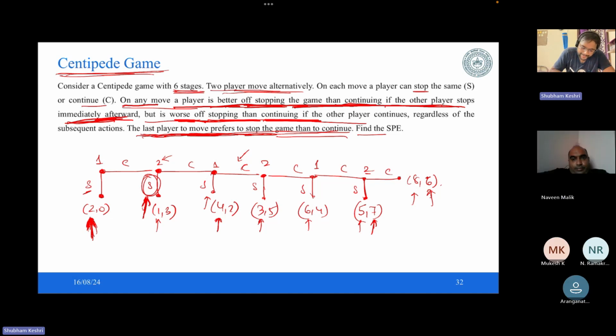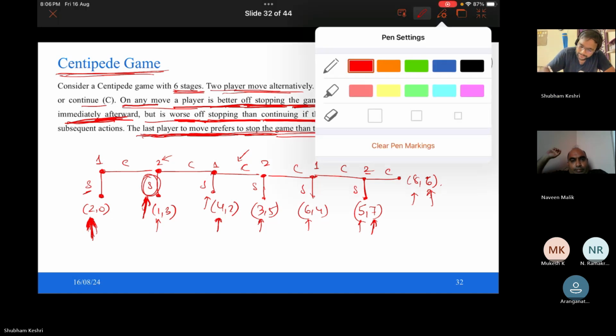Now we have 6 stages. So this is stage 1, 2, 3, 4, 5, 6, and this is the end. The question is to find the subgame perfect Nash equilibrium of this game. Subgame perfect Nash equilibrium or subgame perfect equilibrium, it doesn't matter. Now we can move with backward induction.